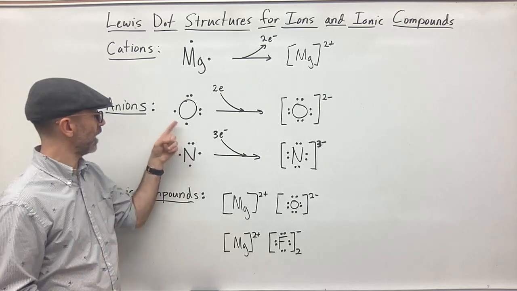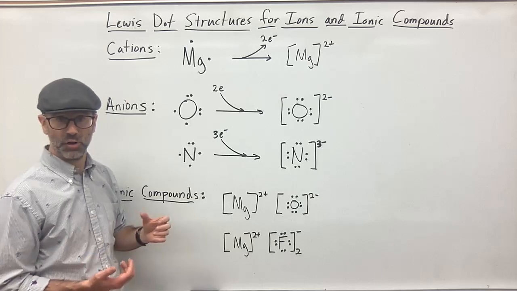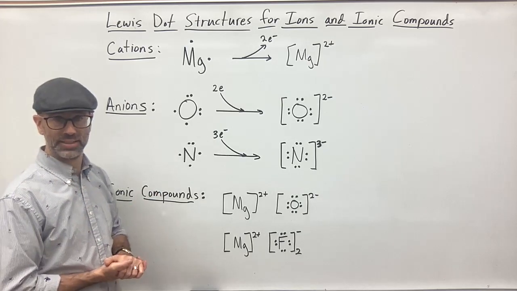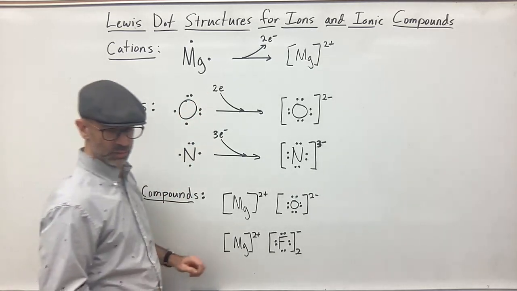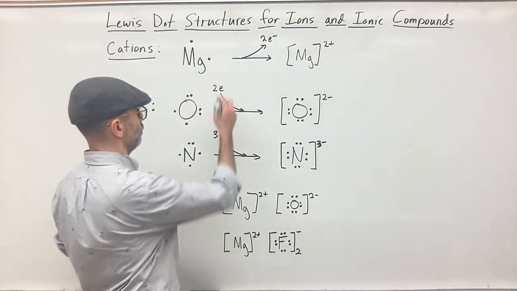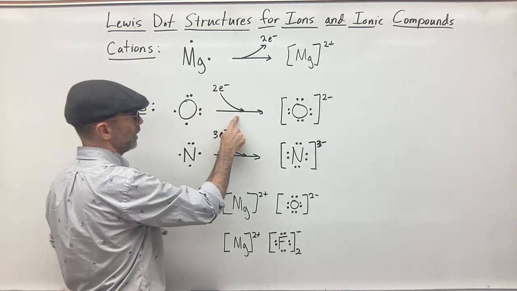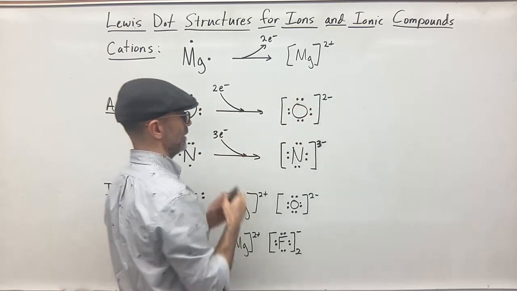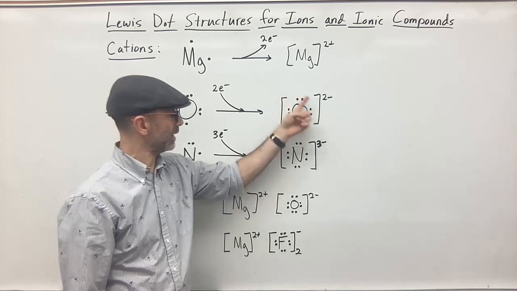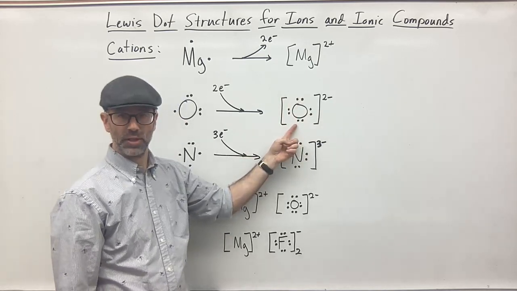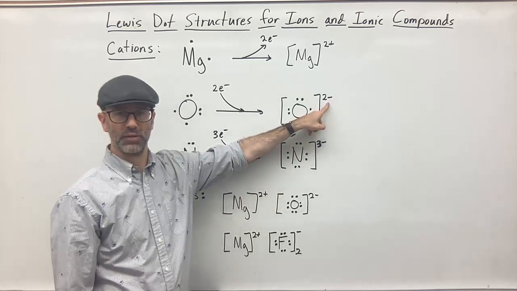But here we see that we have these two unpaired electrons. Oxygen would love to pair those up, so it needs 2 more electrons to get that octet. So we get the 2 electrons there, negative electrons, and so it gains those 2 electrons. Now it has a full octet. And so we write the Lewis dot structure like this with 8 dots around it for the anion, and then we put brackets around it for the negative 2 charge.